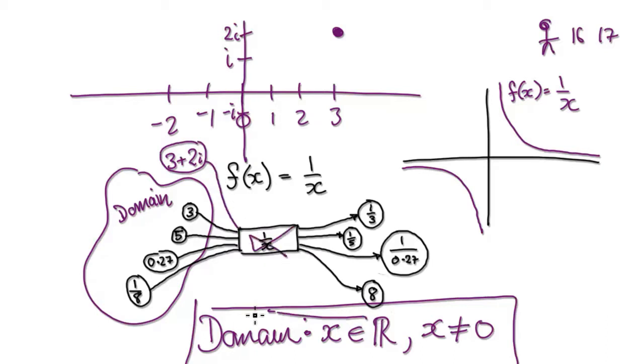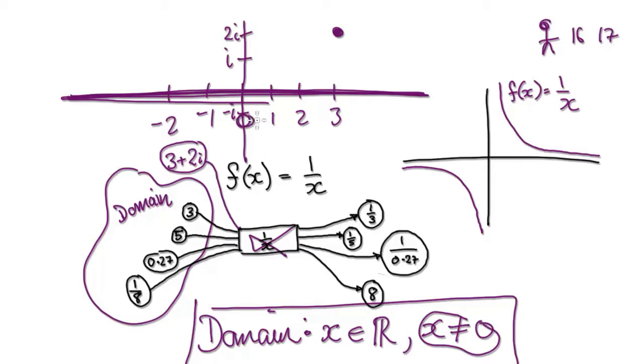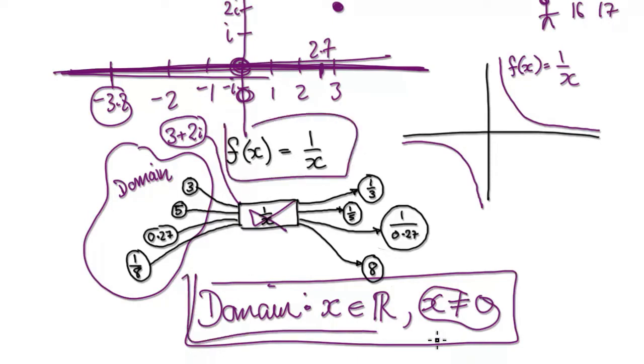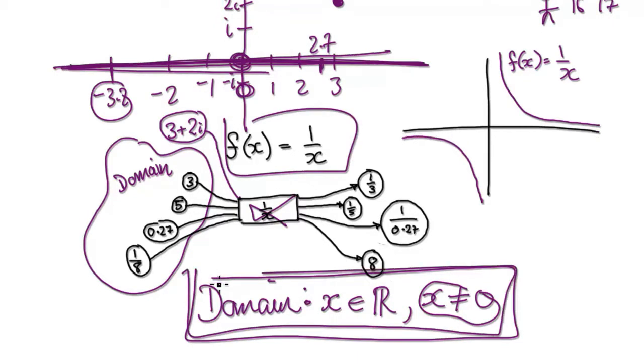So by you specifying this, you're communicating to other people that you can put any number on this number line, but make sure it doesn't equal 0. So don't go putting 0 in there. You can even select 2.7. That's okay. You can select -3.2 if you want to, because it's on this line. Just make sure you don't put 0 into the machine. So the domain for this function is given by this.